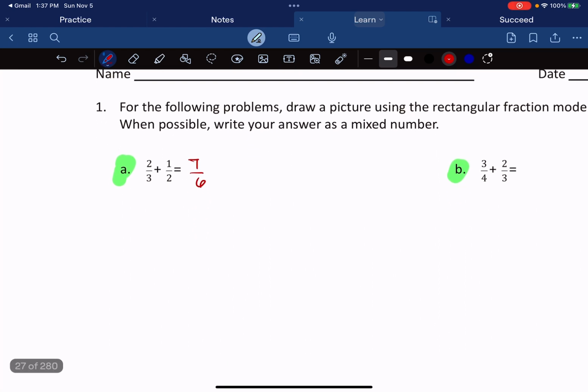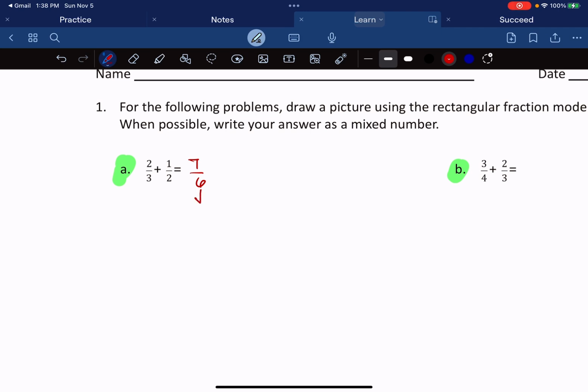Which means I have an improper fraction. When my numerator is larger than my denominator, it's improper. I like to tell the students, think of it as a snowman. I don't want the top of my snowman to be bigger than the bottom because then my snowman's just going to topple over. So we need to fix this.